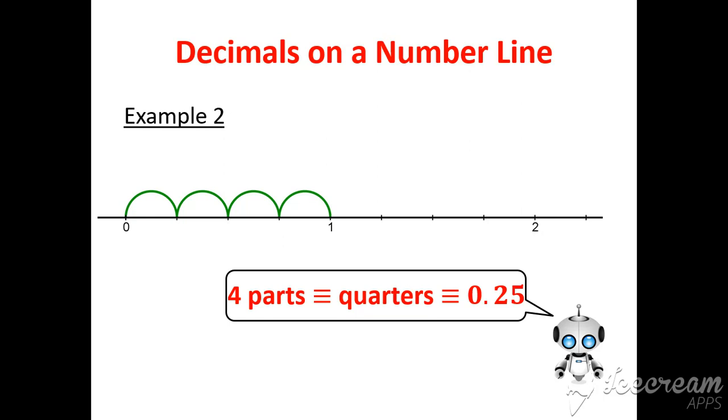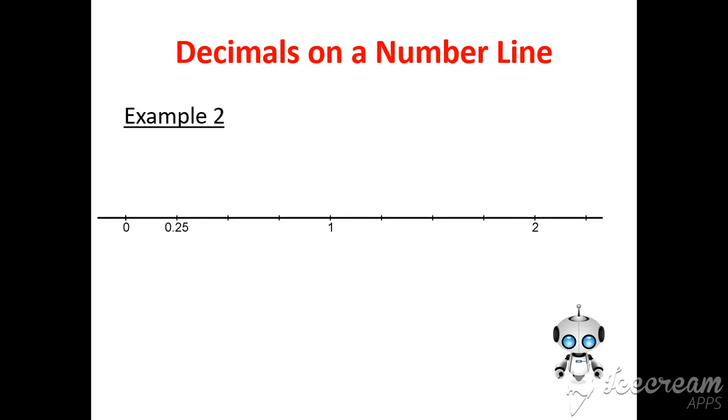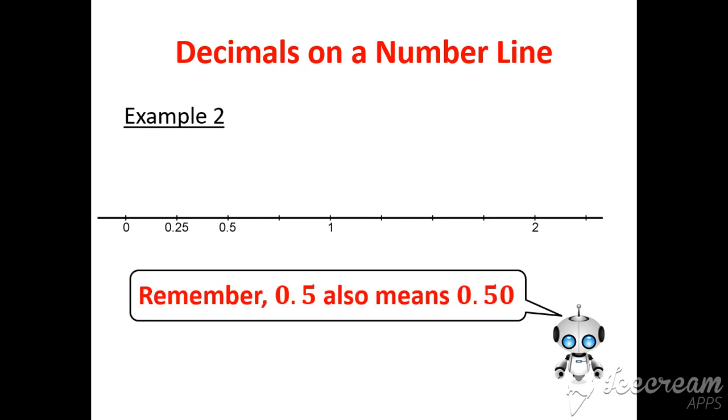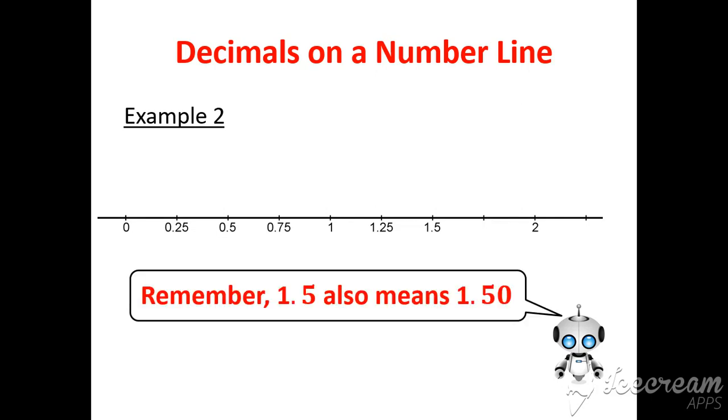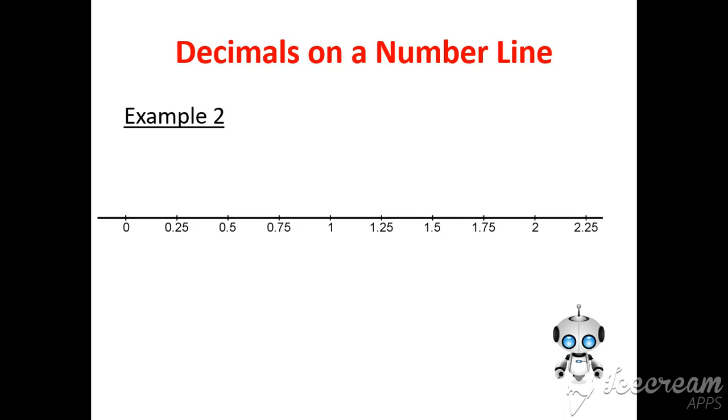0.25 is a quarter. So let's go back and fill up the spaces. We've now got 0 and 0.25. Another 0.25 makes 0.50, but 0.50 is the same as 0.5, and 0.50 plus 0.25 makes 0.75. We get to 1, remember 1 is 1.0, we get to 1.25, 1.50 or 1.5, 1.75, 2, and 2.25. So we're going up in 0.25s for this example because it's spaces of 4 quarters.